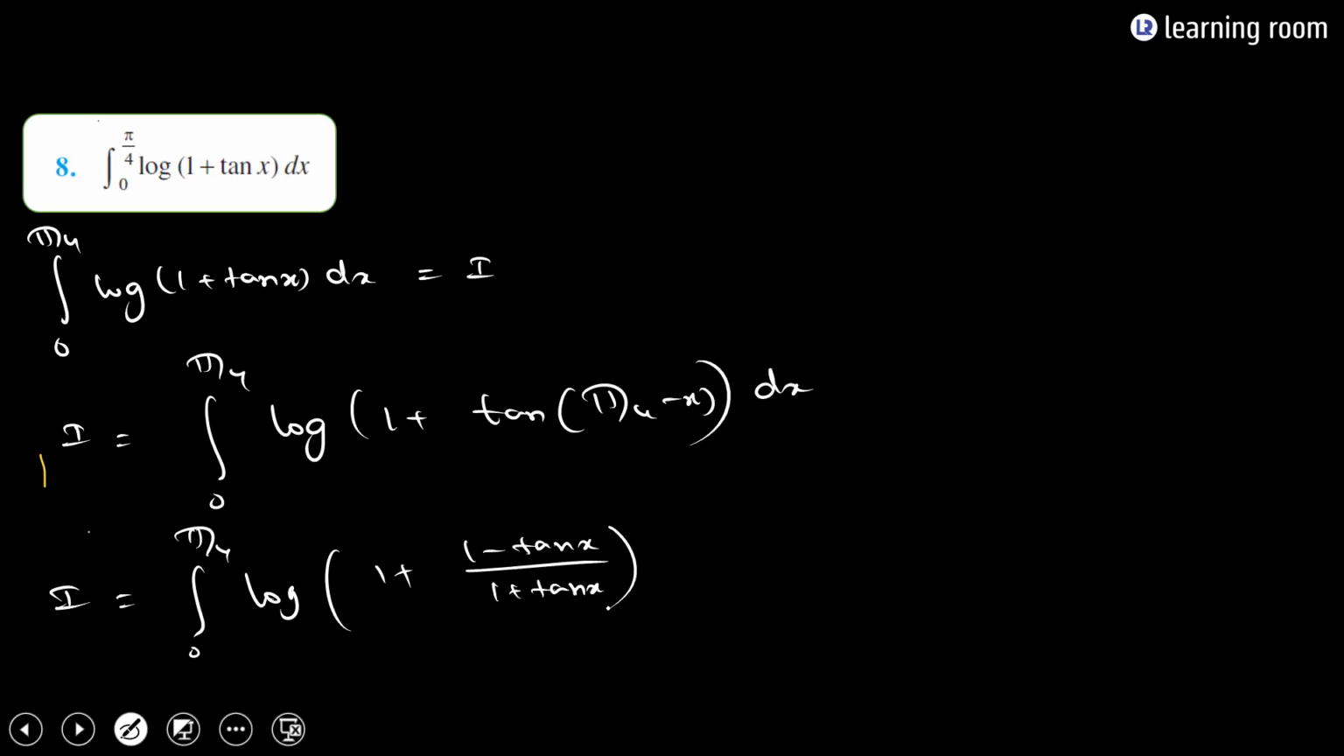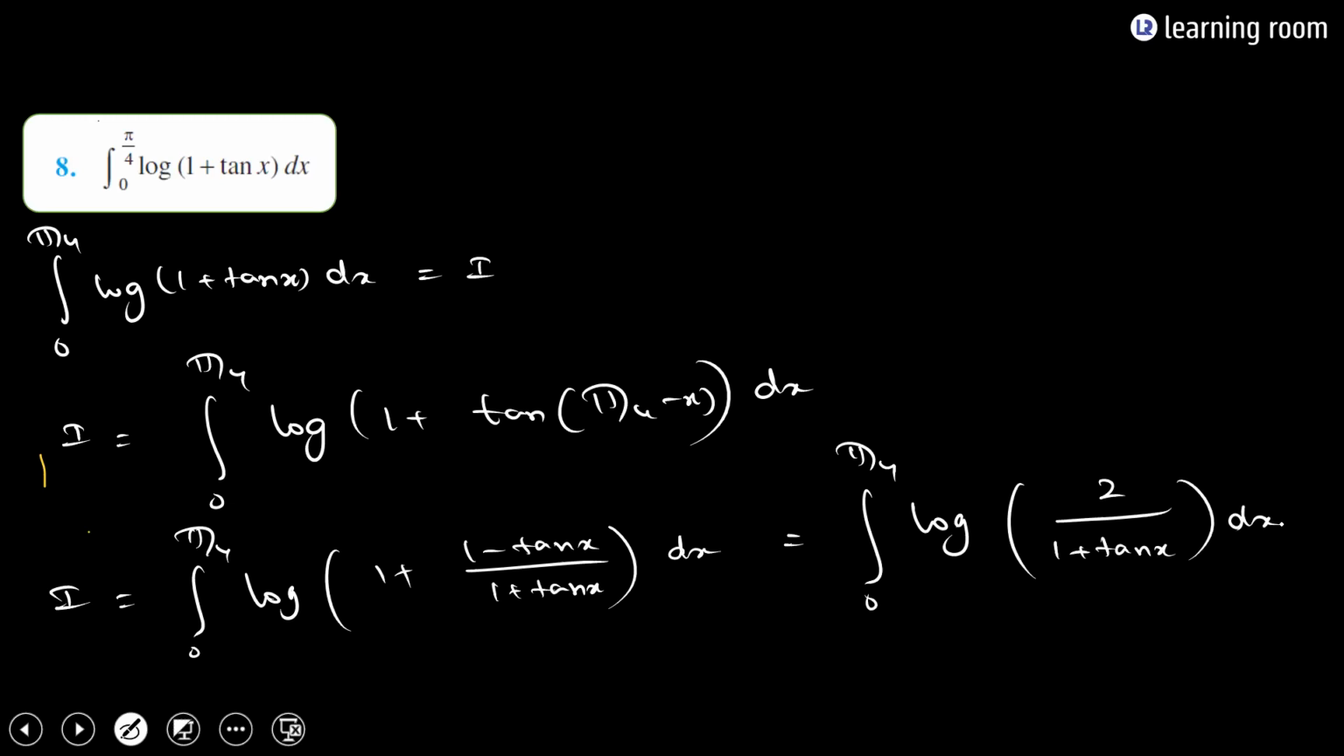Am I right? Yes. So when I take LCM and then solve, integral of 0 to pi by 4 log of 2 divided by (1 plus tan x) dx. When I take LCM, tan x and tan x in the numerator will get cancelled. I'll be left with 2 divided by 1 plus tan x. So this will be equal to integral of 0 to pi by 4 log 2 minus integral of 0 to pi by 4 log of (1 plus tan x) dx. Am I right? Observe this.